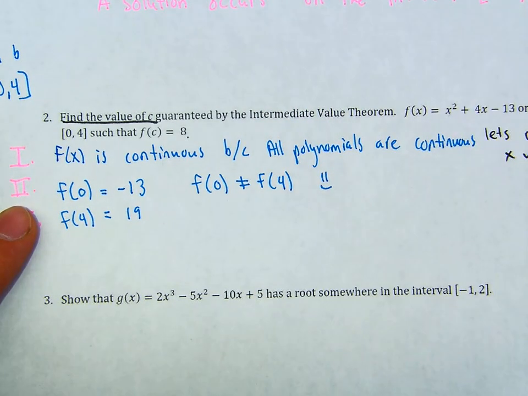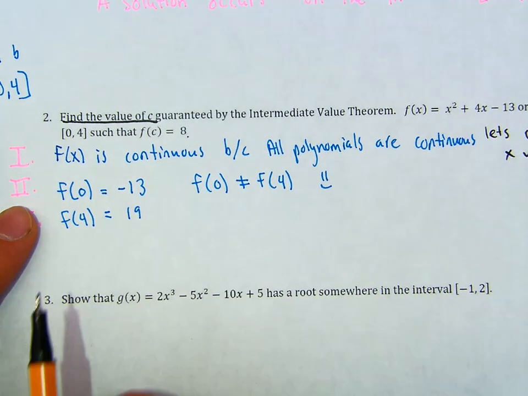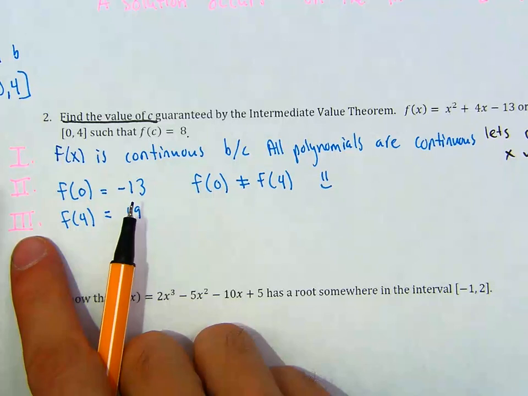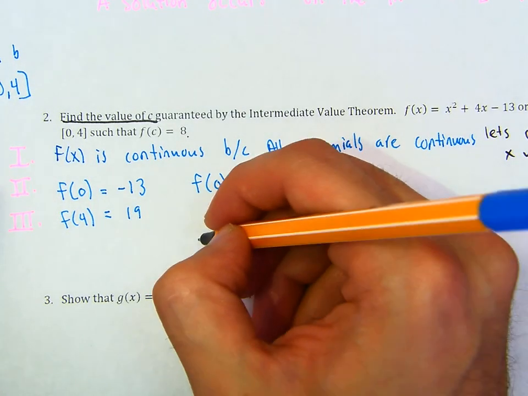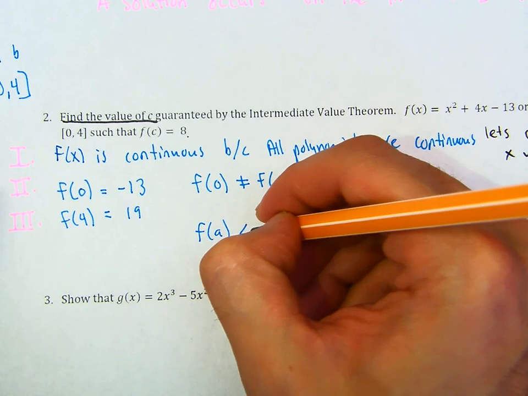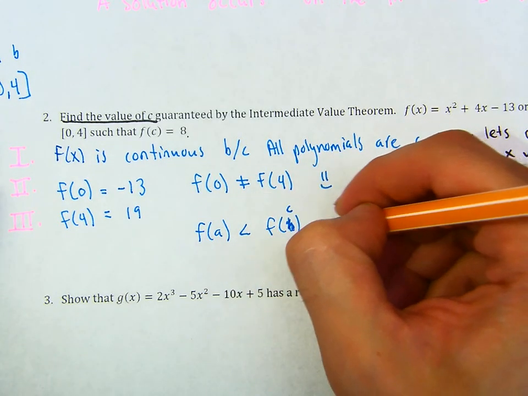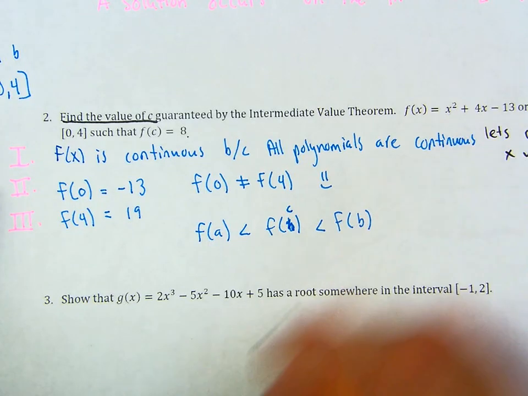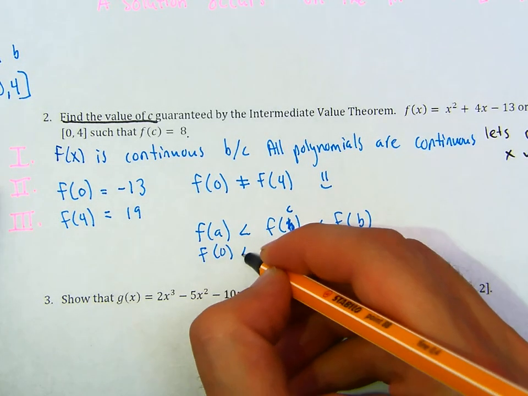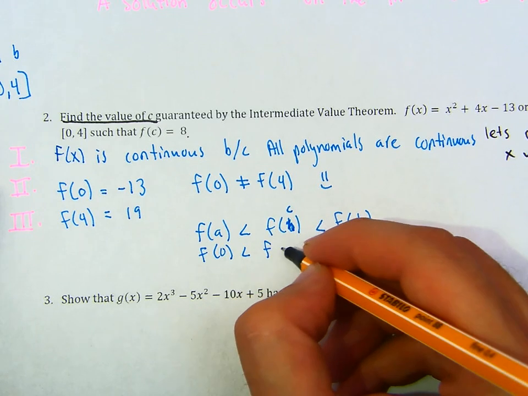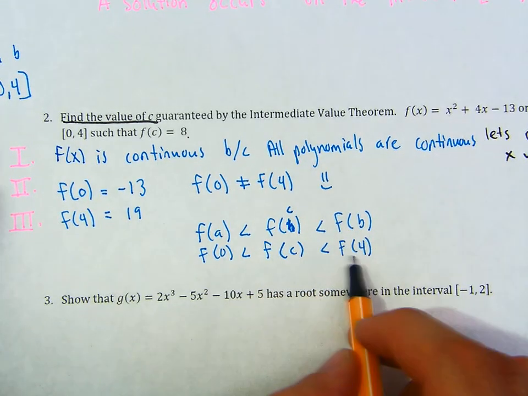So far the first two conditions are good because these two values are not equal. Now what's the third condition we need to show? We need to show that f of a is less than f of c, which is less than f of b. So here, what is your f of a? Your f of a is 0, so f of 0 less than f of c, which is less than f of 4. And is this inequality true?